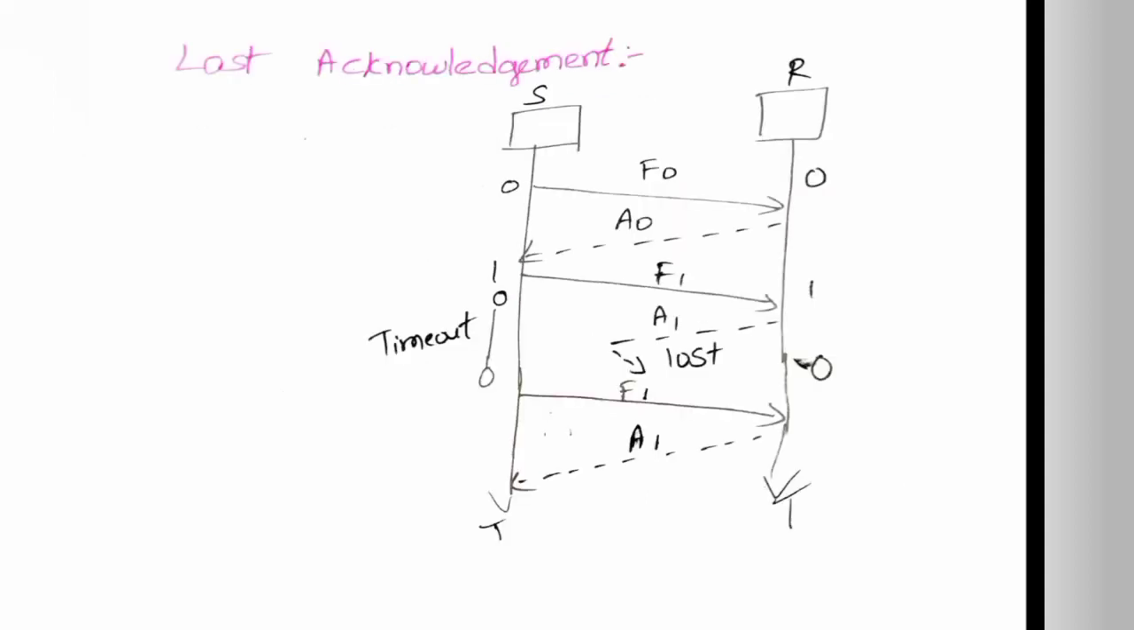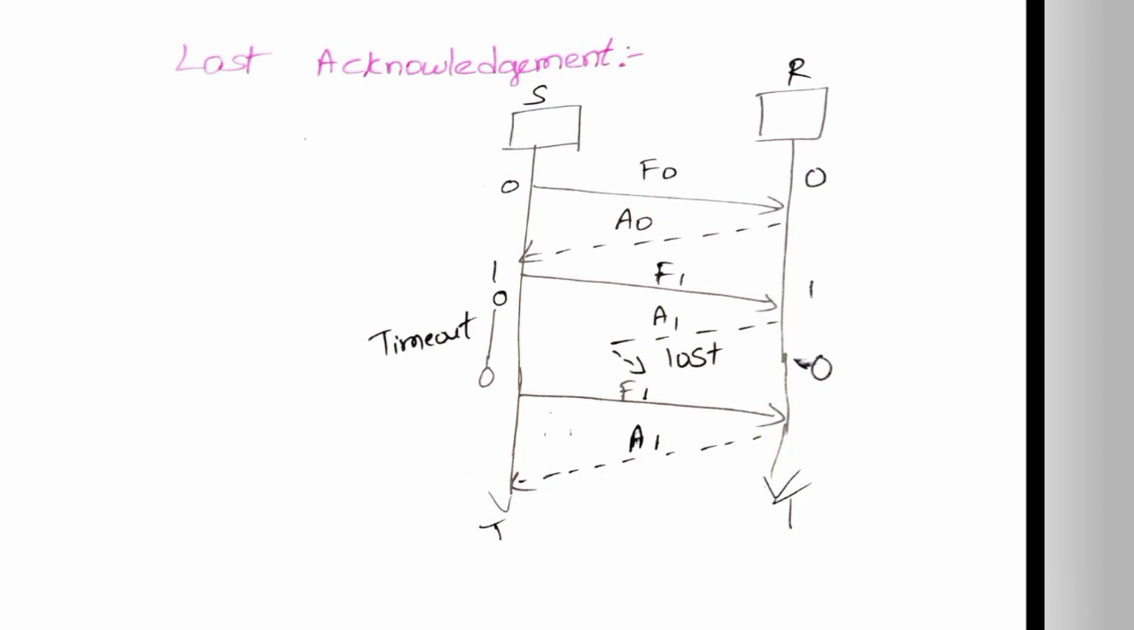The next one is the lost acknowledgement. A lost or damaged acknowledgement is handled in the same way by the sender. Here the waiting sender doesn't know if frame 1 is successfully transmitted or not.